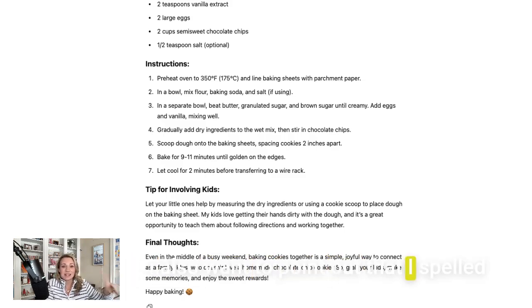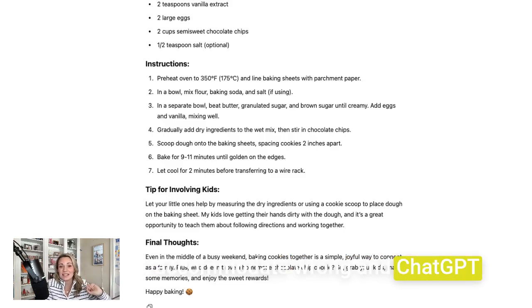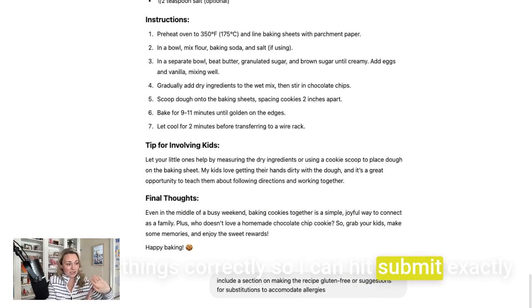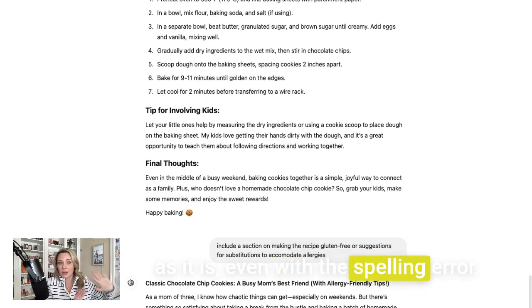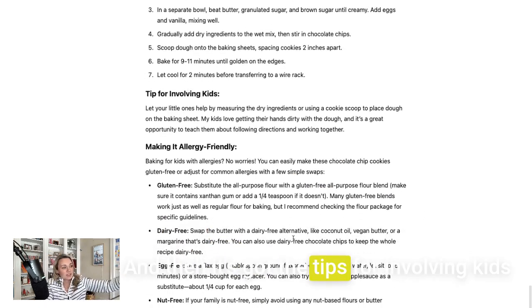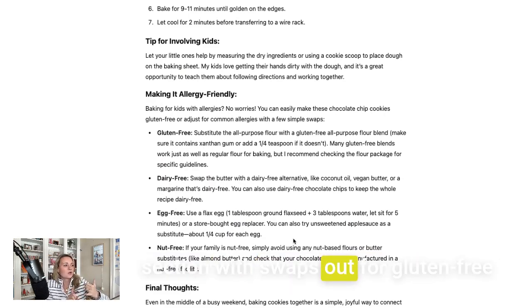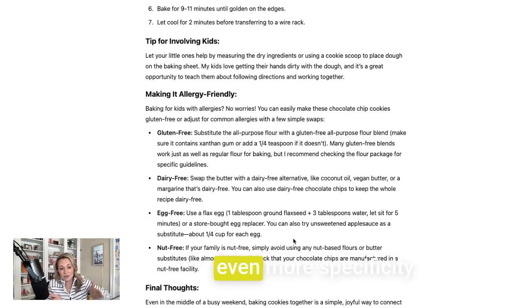I also want to point out that I spelled accommodate wrong, and ChatGPT doesn't need you to be perfect or spell things correctly. So I can hit submit exactly as it is, even with the spelling error. And then it's got the tips for involving kids, and then the making it allergy friendly section with swaps for gluten free or dairy free or egg free or nut free. That's a great way to add even more specificity.